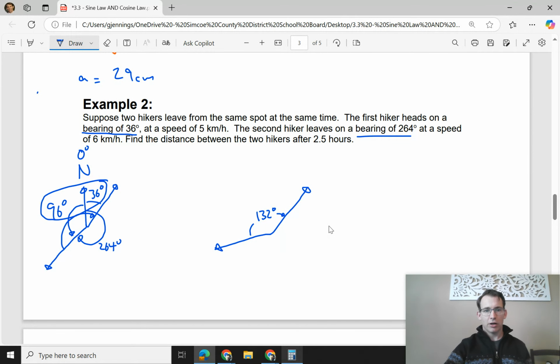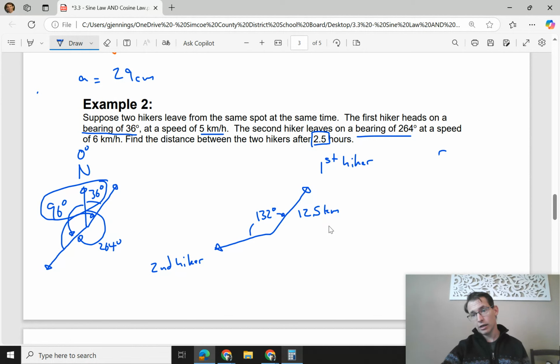The first hiker goes this way. This is first hiker. And this is second hiker. And the first hiker is at a speed of 5 kilometers an hour. And we want to know how far they are 2.5 hours later. So this one will have gone 12.5 kilometers.